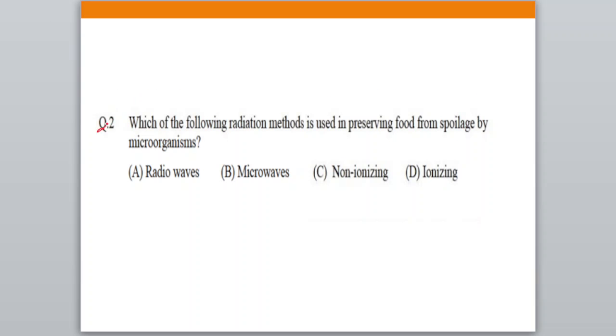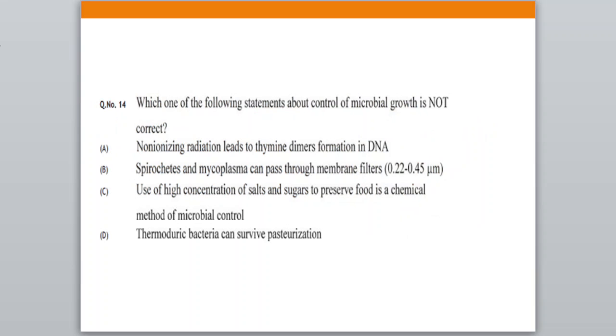Next question. Which of the following radiation methods is used in preserving food from spoilage by microorganisms? Your options are A. Radio waves, B. Microwaves, C. Non-ionizing radiation, and D. Ionizing radiation. Your correct answer is option D. Ionizing radiation. Next question.